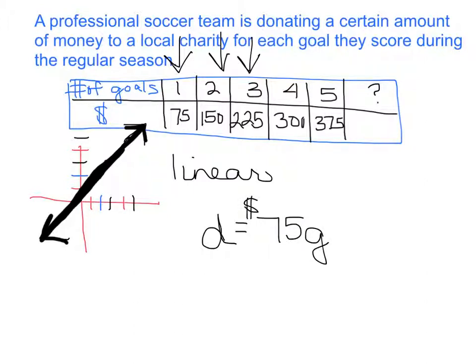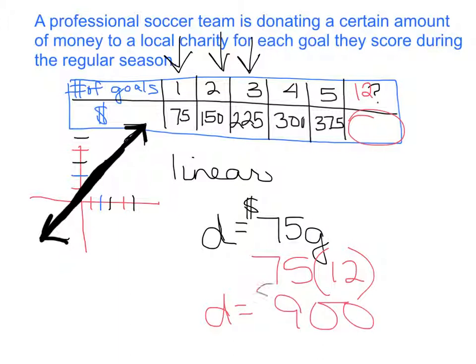So then it may say, use the equation to predict how much money will be donated after 12 goals. So if we wanted to replace this number with 12, we could solve here, because we would just do 75 multiplied by 12. So if you do 75 times 12, you get 900. So that means that they would raise $900 if they scored 12 goals in a regular season.